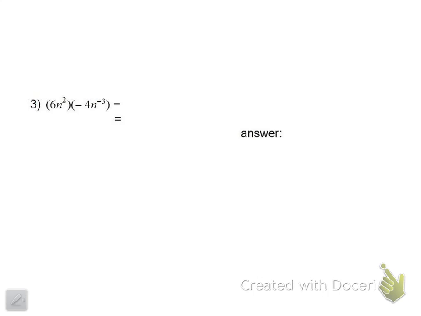Okay, right, so this one, if I wanted to write it out the long way this time, we've got 6 times n times -4 times n to the -3. Actually, instead of doing this one the long way, we're going to do it the short way first again. So 6 times -4 should give me -24. And then we're going to add n squared and n to the -3, which should give us n to the -1. We've got to make sure we drop it. So it should be -24 over n.